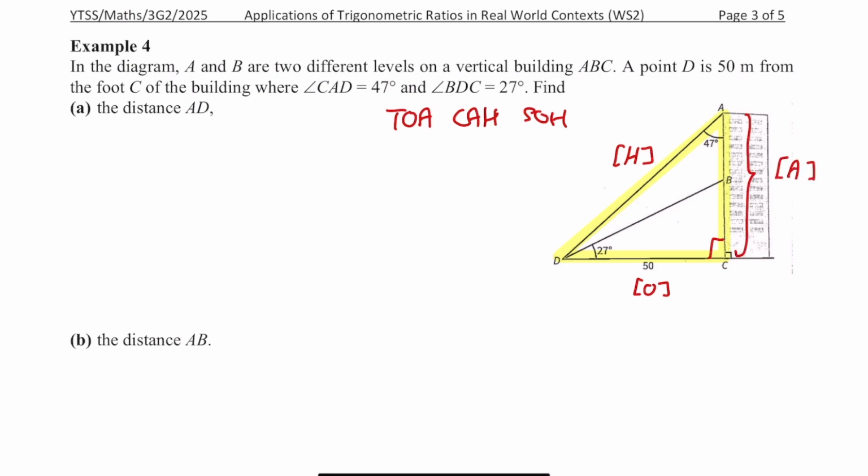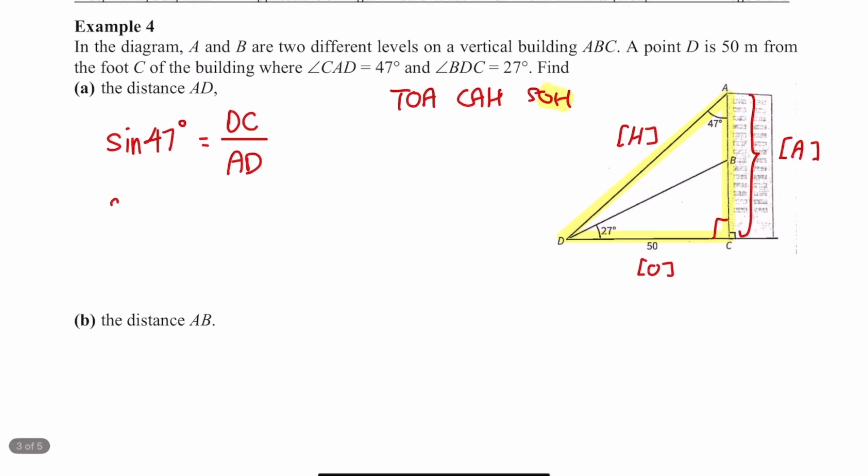Okay, so I want to find the unknown length. I got one angle, I also got one length. So I want to find AD, I got the opposite length, O and H, which means that I have to use SOH. Okay, so over here, this means that sine of the angle 47 degrees in the right angle triangle, highlighted in yellow, is equal to the opposite side, DC, over the hypotenuse AD. Okay, DC over AD. Then I substitute the known values here. Okay, sine 47 degrees is equal to DC, which is 50, over AD, which is unknown, and I want to find.